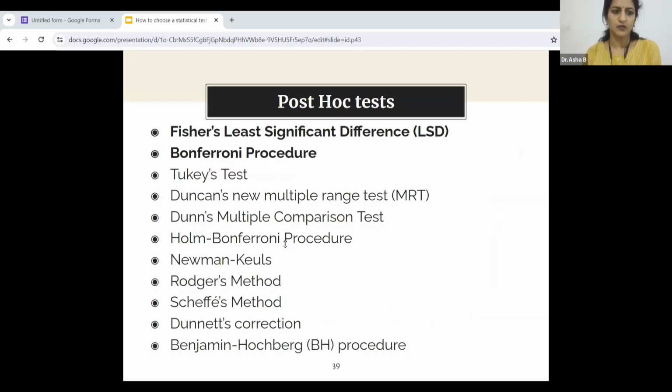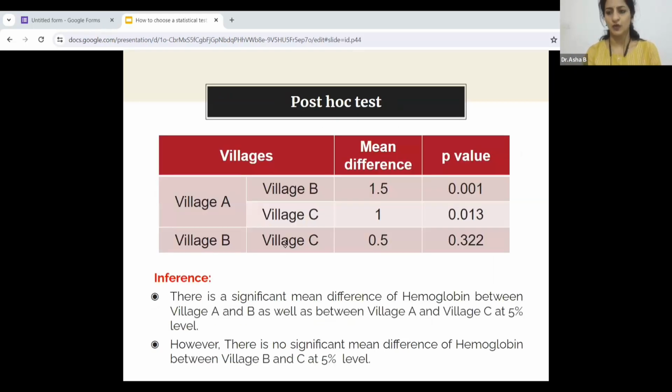So we have many post hoc tests again. The most commonly used post hoc tests are Fisher's LSD and Bonferroni procedures. Whenever we have a significant ANOVA test, we have to follow it with a post hoc test. When the post hoc test is applied, what we see from the table is there is a significant mean difference of hemoglobin between village A and village B, and between village A and village C. The p-value says that there is a significant mean difference of hemoglobin between these villages. However, there is no significant mean difference of hemoglobin between village B and village C at 5% significance.